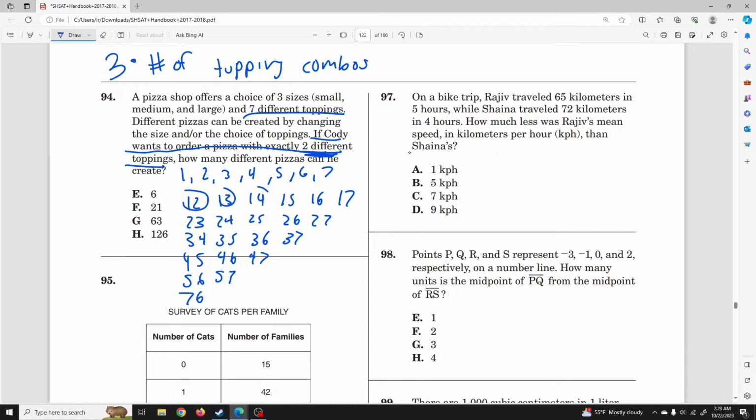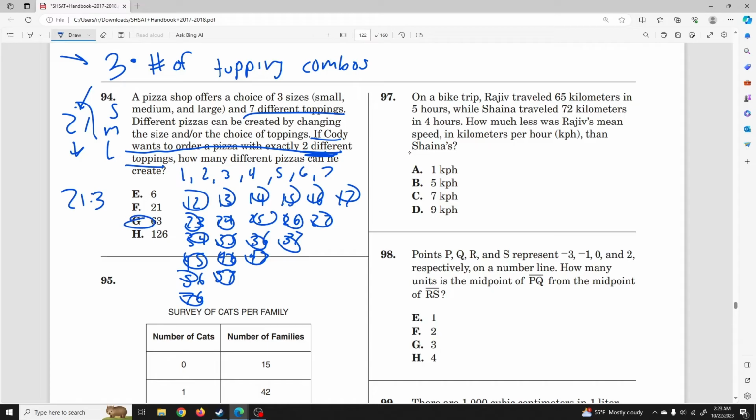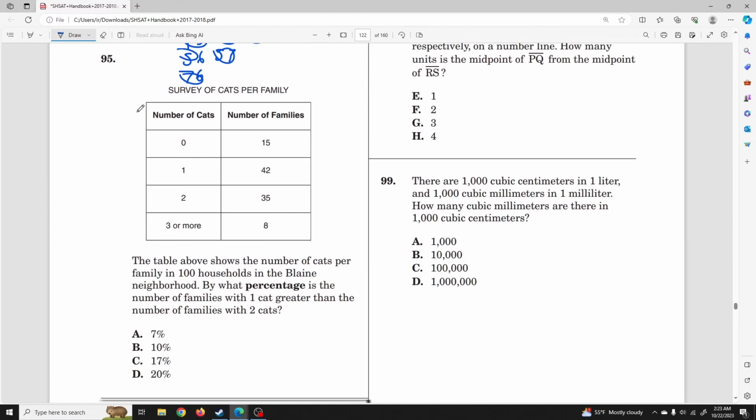So here's 1, 2, 3, 4, 5, 6, 7, 8, 9, 10, 11, 12, 13, 14, 15, 16, 17, 18, 19, 20, 21. So there's 21 total combinations of toppings, and there's 3 different sizes. So we're going to have 21 combinations on a small pizza, 21 combinations on a medium pizza, and 21 combinations on a large pizza. 21 times 3 is 63. So that's 63 different pizzas you can make.